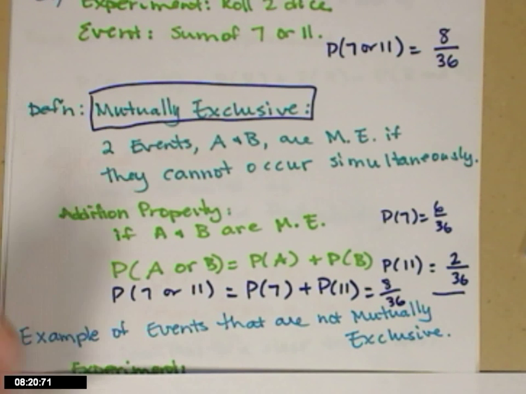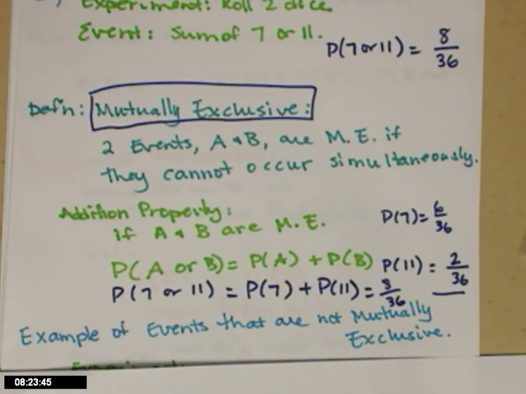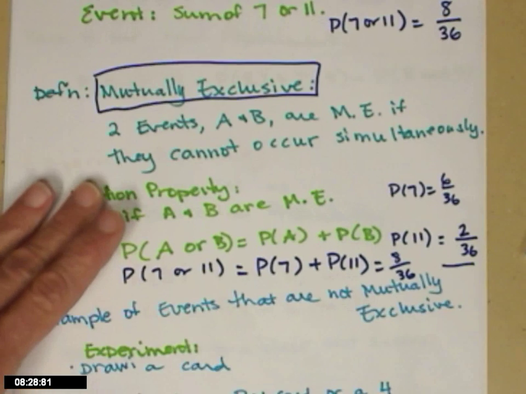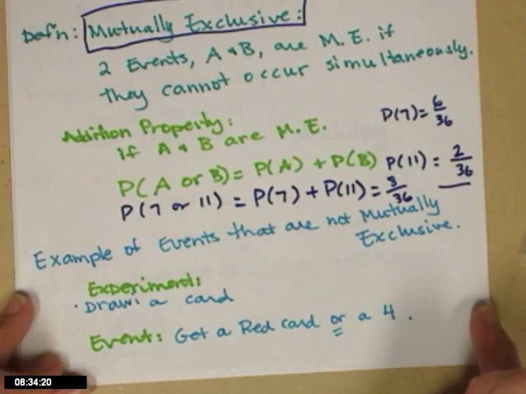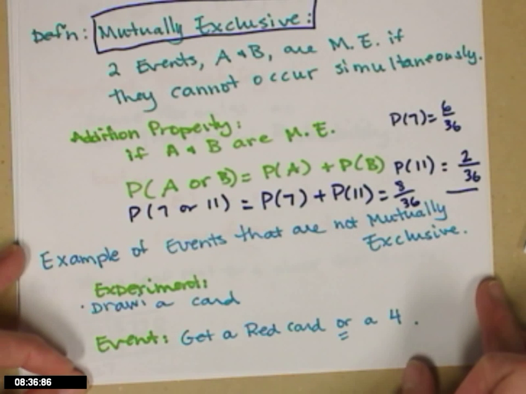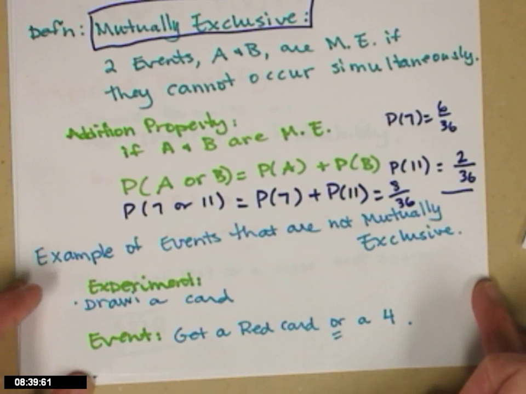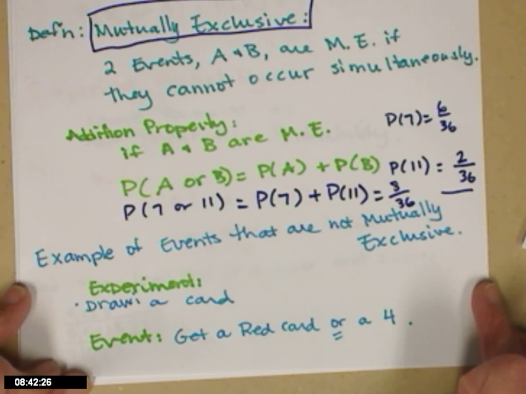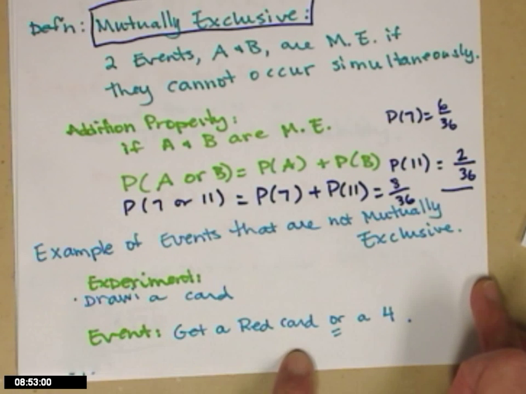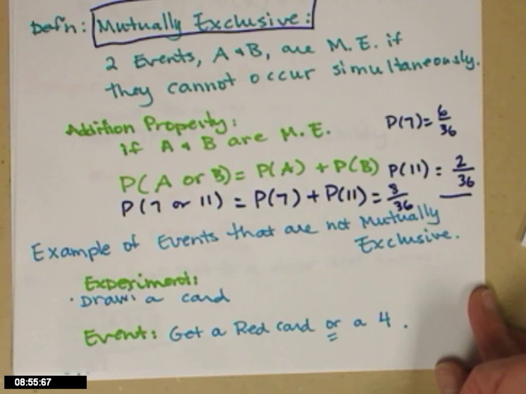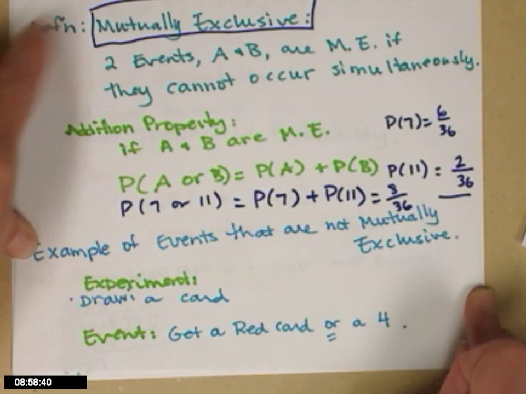All right. Well, not everything is going to be mutually exclusive. So let's do an example of events that are not mutually exclusive. This time our experiment is going to deal with a deck of cards. So if you're not familiar with cards, you might want to grab a deck and just see what kind of sets you can find in there. Your red ones, black ones, hearts, diamonds, spades, and clubs. Okay. So we'll draw a card, and the event that we're interested in is getting a red card or getting a 4.